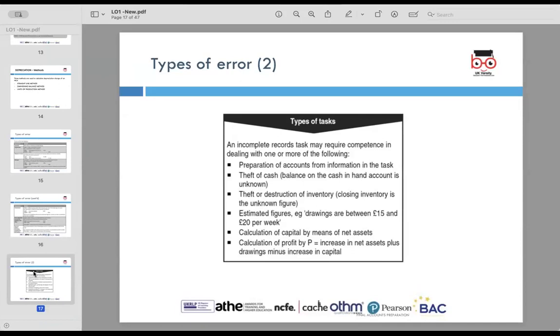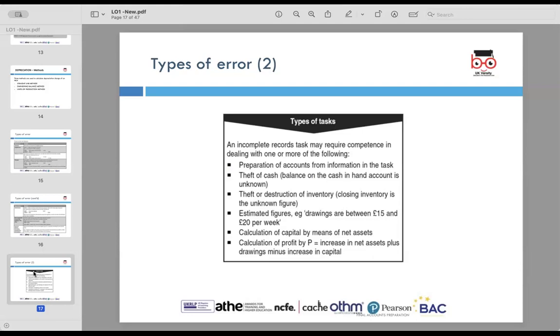Okay, types of accounting tasks. Accounting tasks often vary in complexity and require specific competencies to address various scenarios. Tasks involving incomplete records present challenges that require proficiency in several areas, like preparing accounts from information in the task, dealing with theft of cash, theft or destruction of inventory, and dealing with estimated figures, like in cases where precise figures are unavailable and estimated amounts may be used.